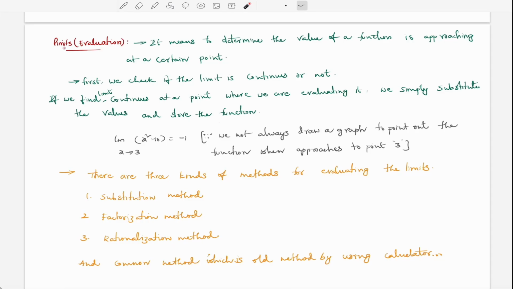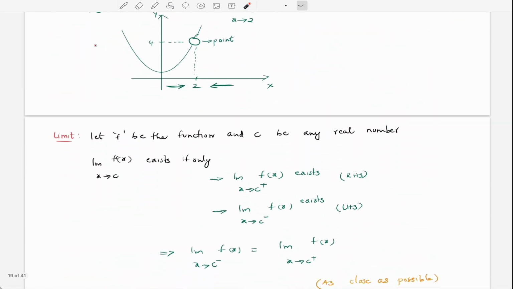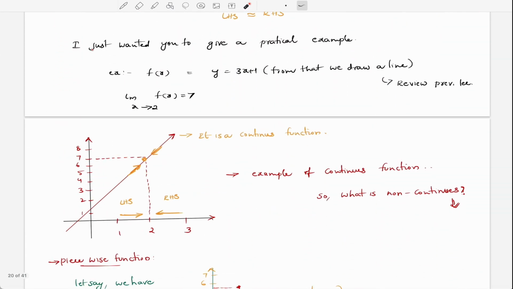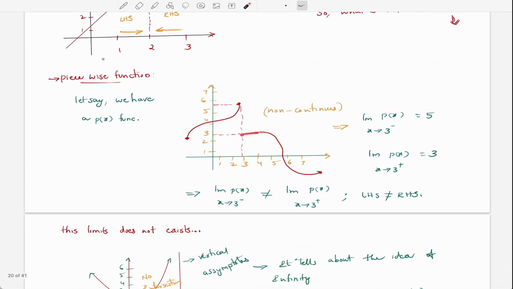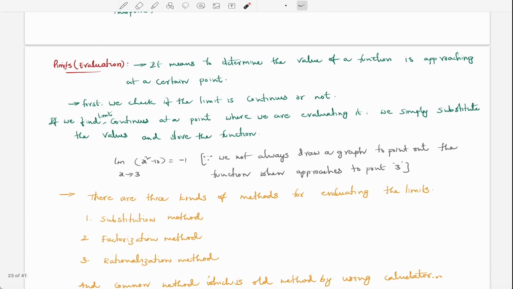Today we're going to discuss something known as limit evaluation. Until now we have discussed a lot about limits, like how limits are formed and how we use them. Please check the videos which I have made previously. Today we're going to discuss limit evaluation.